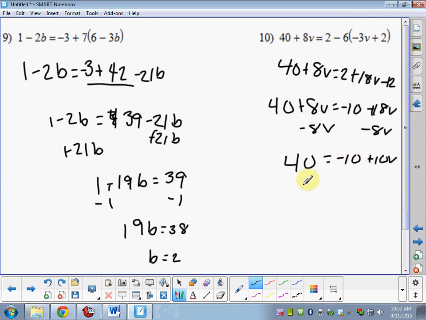If I add 10 to both sides, I will get 50 equals 10v. And now I know that 5 is v when I divide. So there are all your steps there.